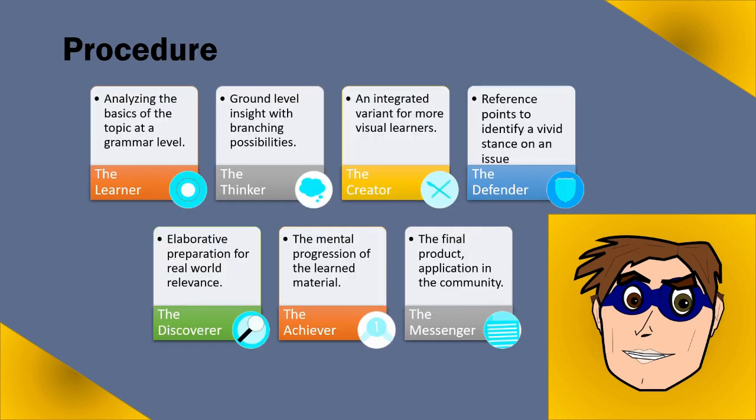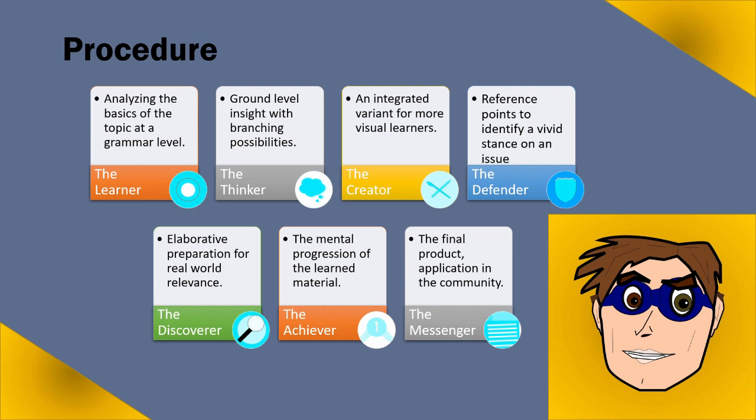The procedure contains the learner, the thinker, the creator, the defender, the discoverer, the achiever, and the messenger. And I think at the time I used these as like occupations. It's almost like the personality test that you would take, like the 16 personalities test, which is supposed to get different people on board with the process of learning a specific topic. And so that's what I came up with here.